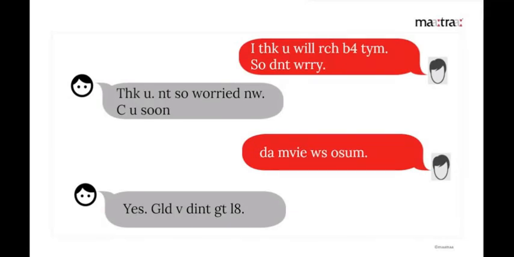I have no idea what that word is. We didn't get late. I'm assuming that's glad. Oh, thanks, Ankit. Yeah, it's glad. Glad we didn't get late.